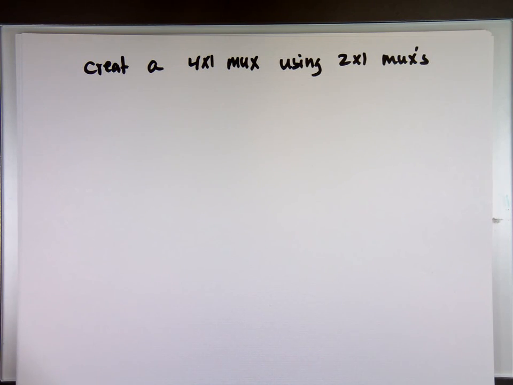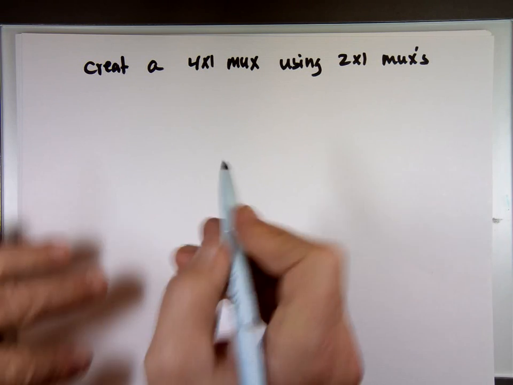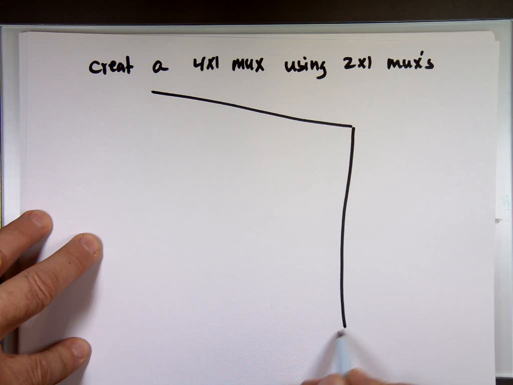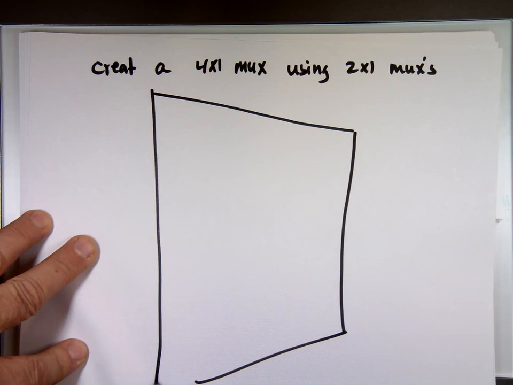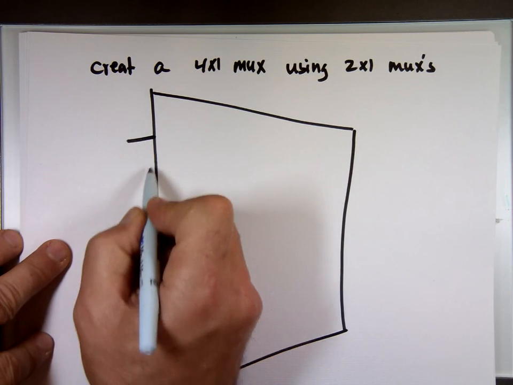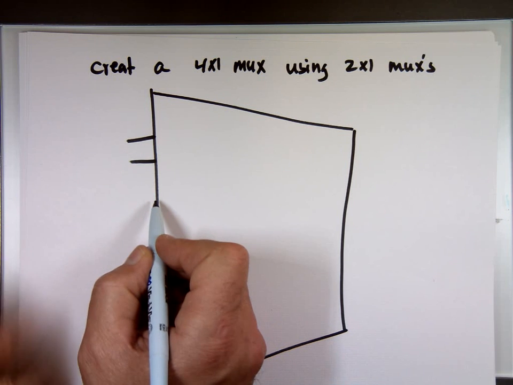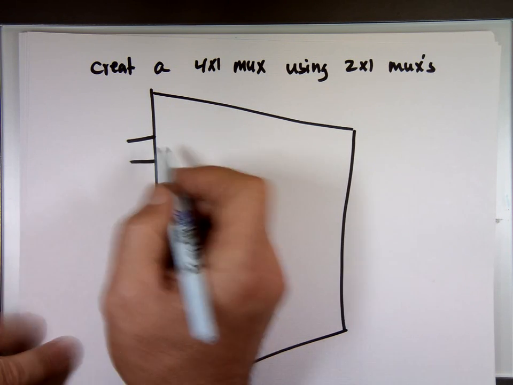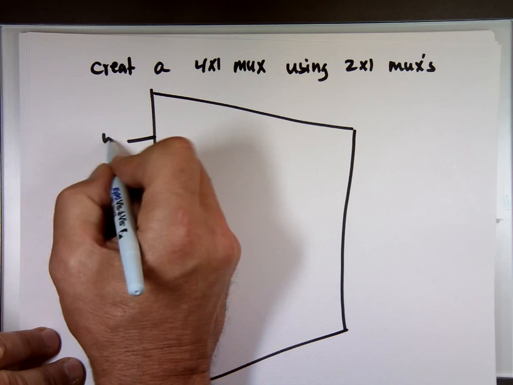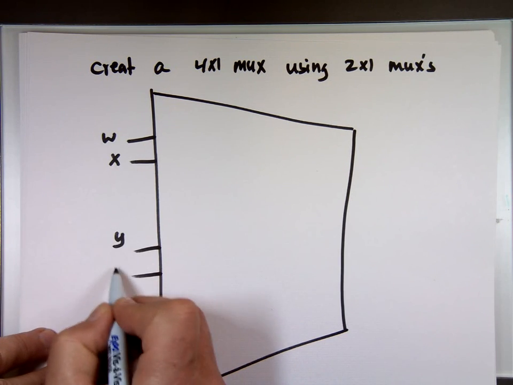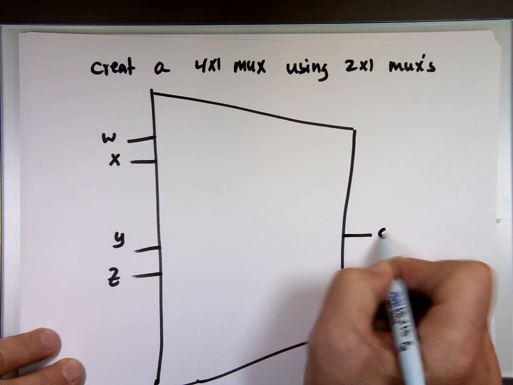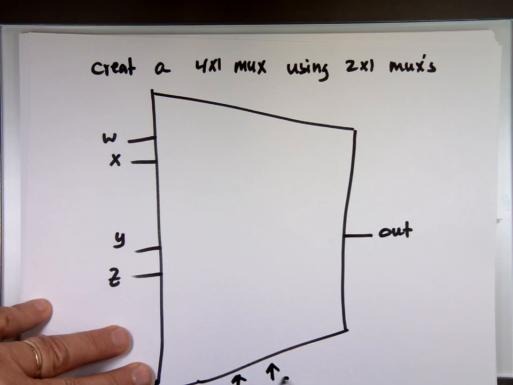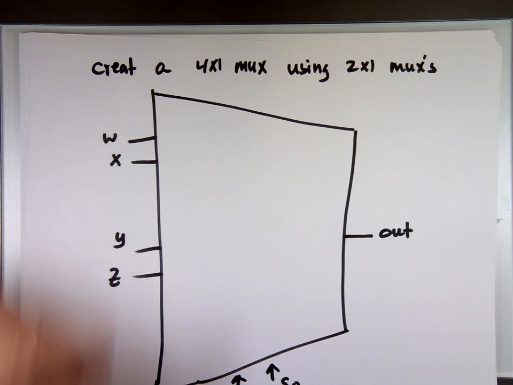So basically, this is what you have. You want this one. I'm going to make the picture. I'm going to show you what the inside looks like. You have four inputs, W, X, Y, and Z, and you have one output. And you have two control signals. That's what you want. Signal 0, signal 1. But we don't have that.